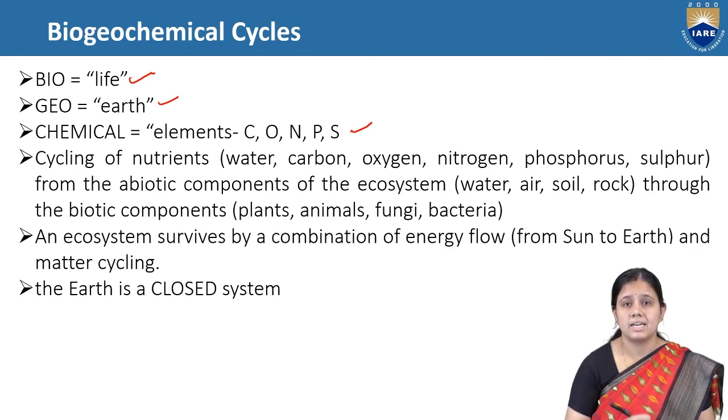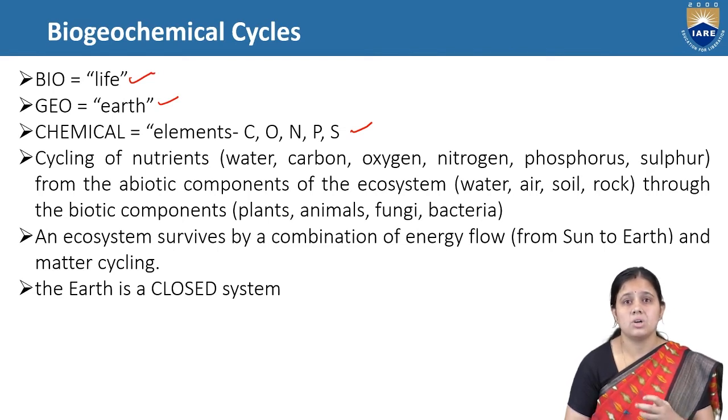It is a cycling process that starts from an abiotic factor to a biotic factor of an ecosystem. Abiotic factors are the non-living ones, like sunlight, water, air, soil, and the biotic components like plants, animals, fungi, bacteria are recycling these nutrients and cycling them into the atmosphere. This is called the biogeochemical cycle.